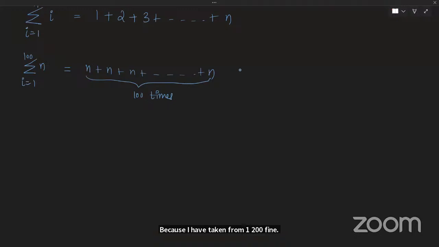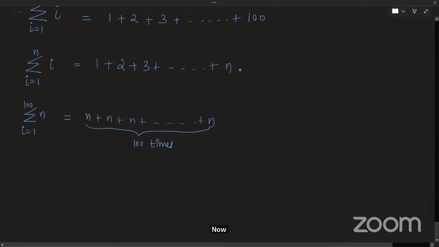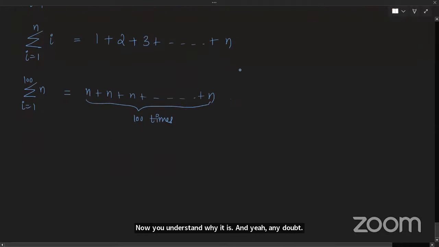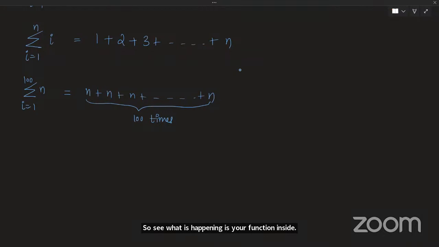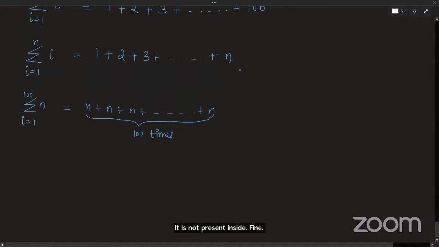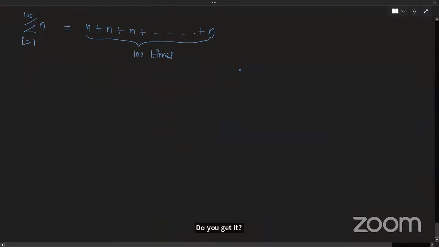Okay, great. So see, what is happening is your function inside, whatever is inside your sigma, is actually not depending on the variable, because your variable is not present inside this thing. It is not present inside. Fine. Do you get it? Yes, sir.